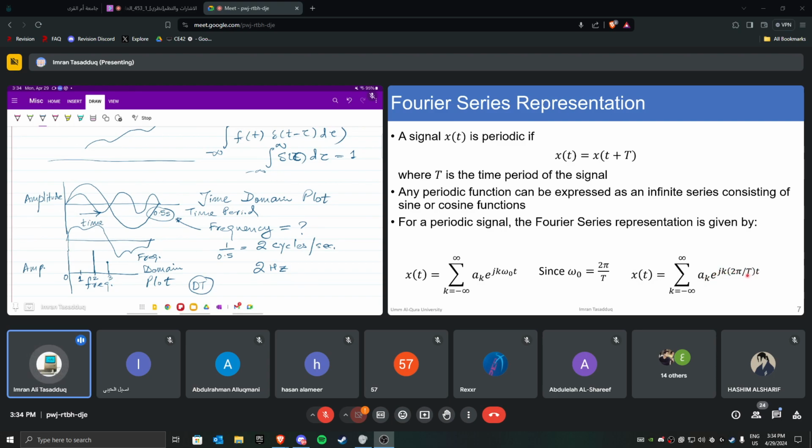Since it's a periodic signal, I know capital T. 2 pi is a constant, and k I'm putting myself. First I put k equal to 0, then k equal to 1, k equal to 2, k equal to 3, and so on. Keep on going. So it's going to show me a sum of so many terms. And all the terms are sinusoidal because e to the power j theta is cos theta plus j sine theta. So basically, it's going to be the summation of sine terms and cosine terms.